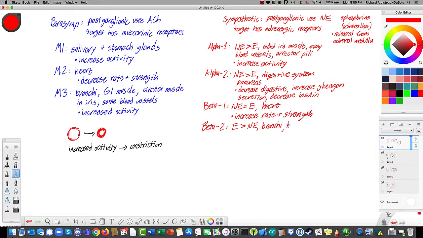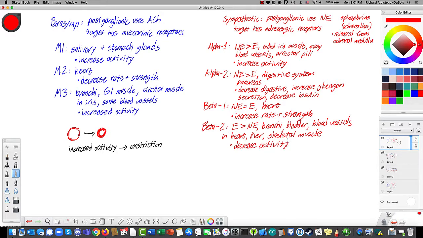They're found in the bladder. And they're found in blood vessels, specifically in the heart, liver, and skeletal muscle. And beta 2s generally decrease activity. So think about what that means in this case.